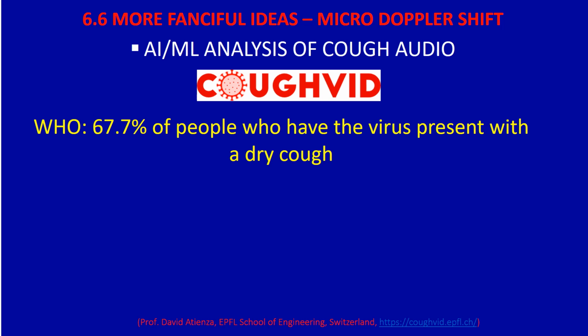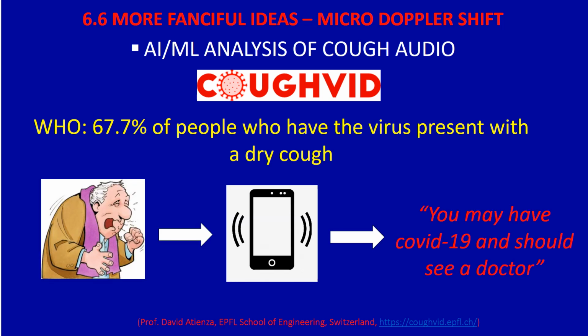So this is AI machine learning analysis of cough audio, and it's called Cough Vid. What it does is you train an algorithm to recognize the type of cough that you have when you have coronavirus. And having trained that algorithm, you simply cough into your mobile, and you probably get a message saying that perhaps you should see a doctor if it thinks that the cough indicates that you might have coronavirus.